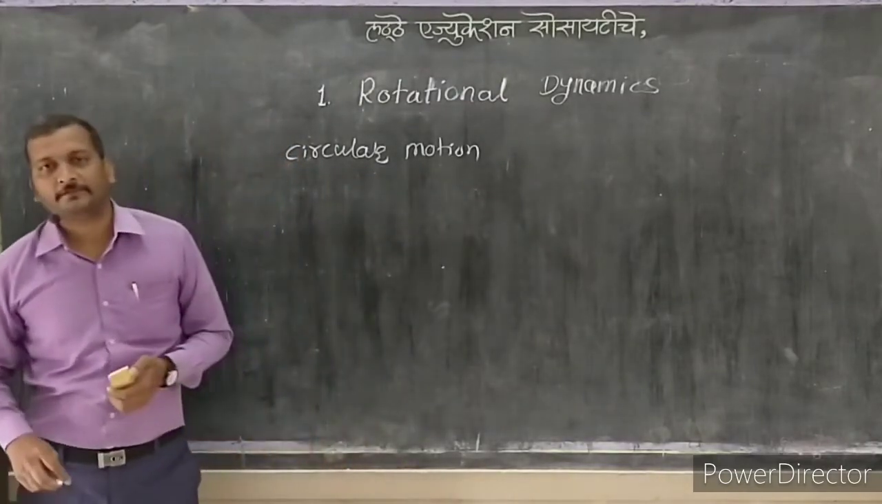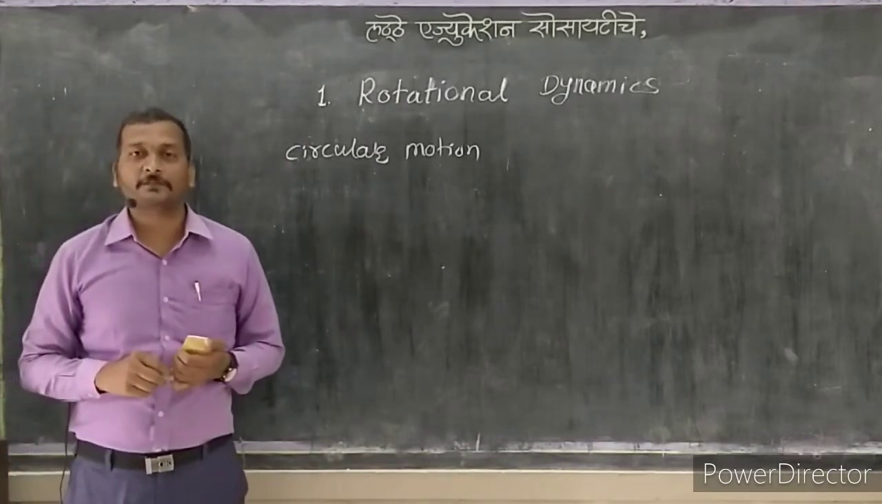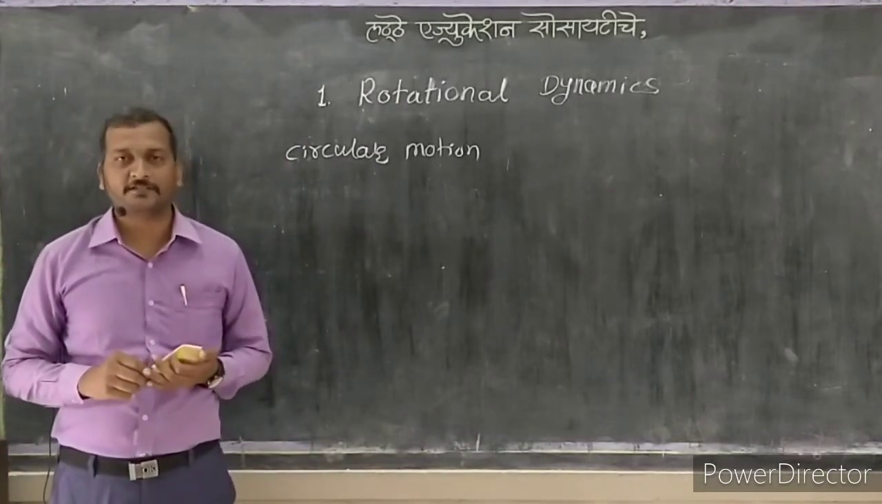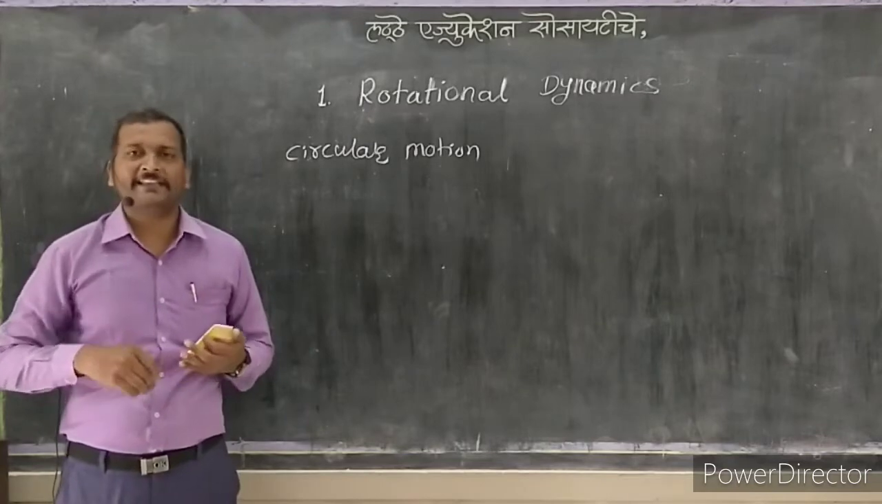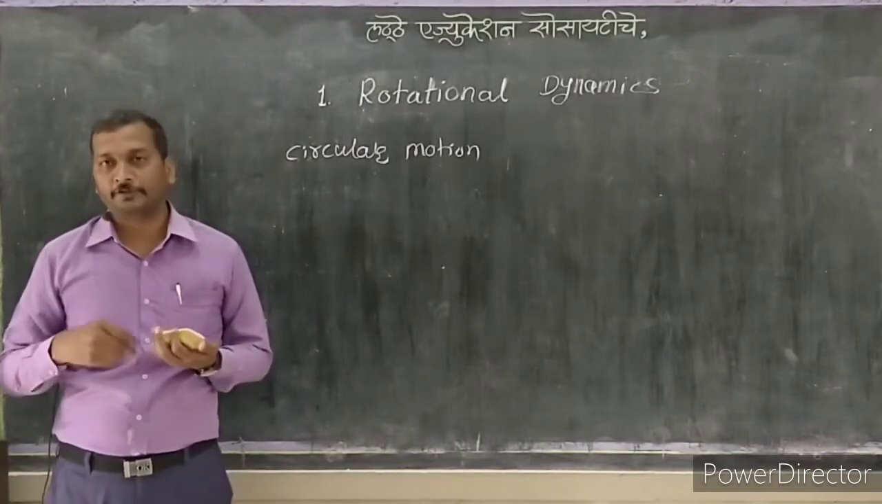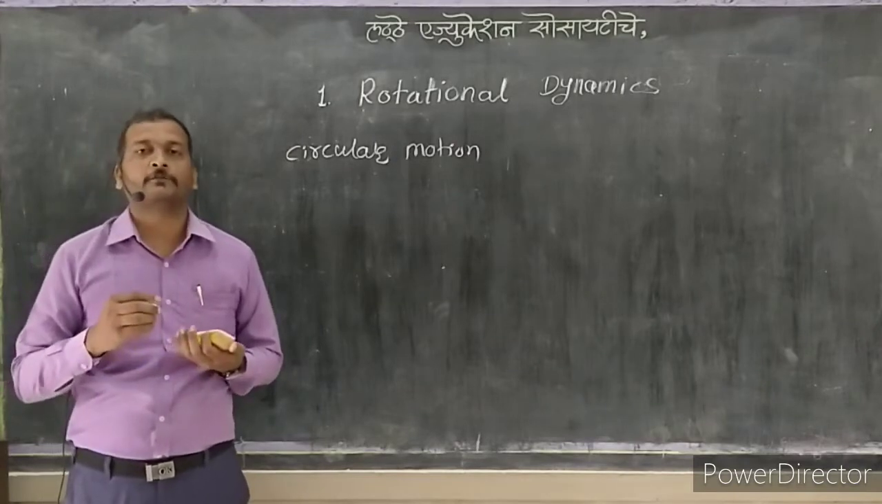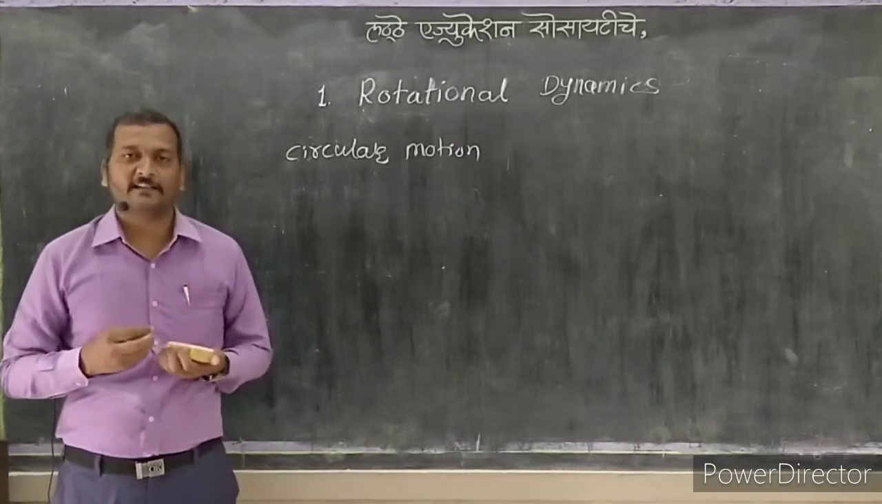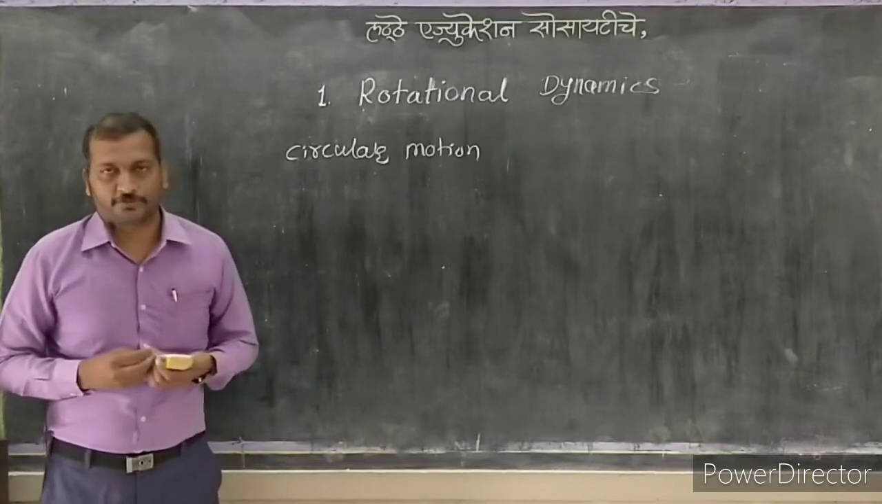What is circular motion? Circular motion is the motion of the particle along the circumference of the circle. There are many examples of the circular motion. The electrons revolving around the nucleus, the planets revolving around the sun, these are the examples of the circular motion.